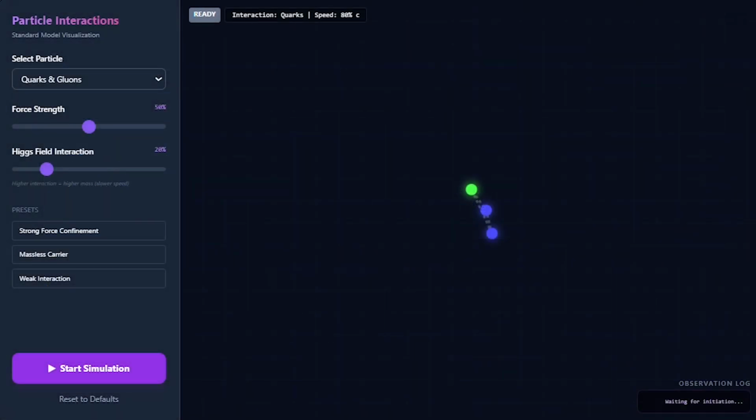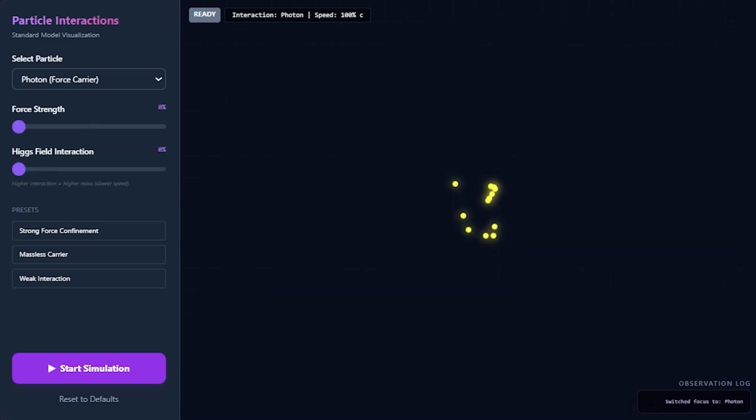Welcome to the Particle Physics Lab. Here we can observe how different fundamental particles interact with forces and the Higgs field. Use this selector to choose the particle you want to investigate, such as quarks or electrons. This slider adjusts the strength of the fundamental forces, like the strong or electromagnetic force, affecting particle motion.